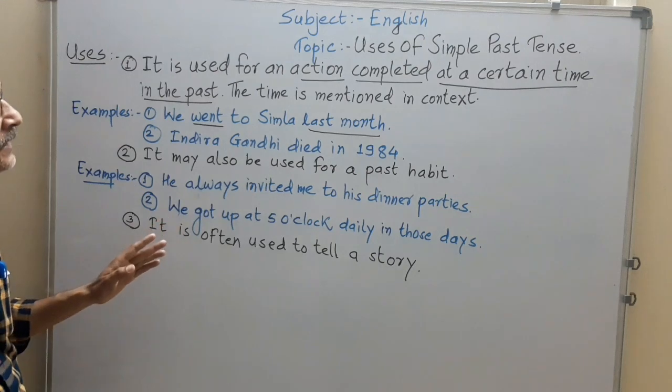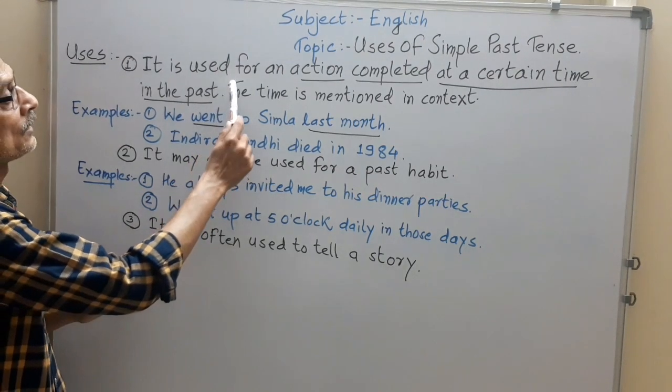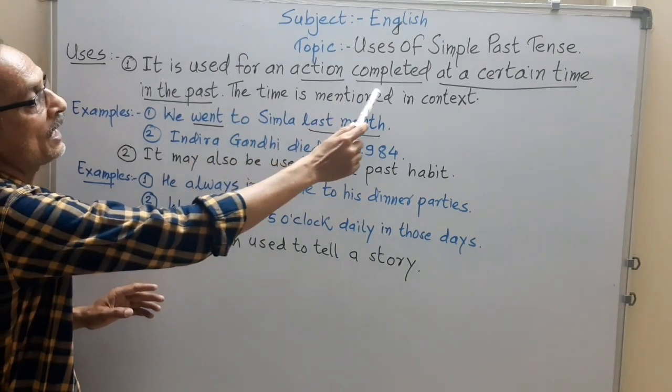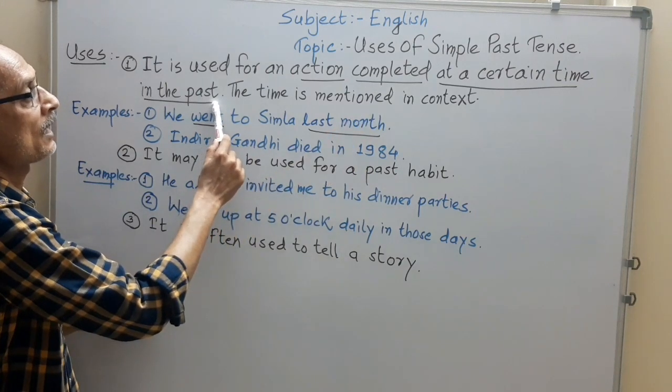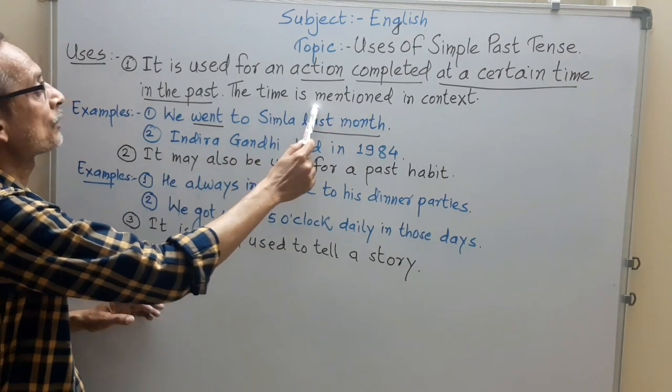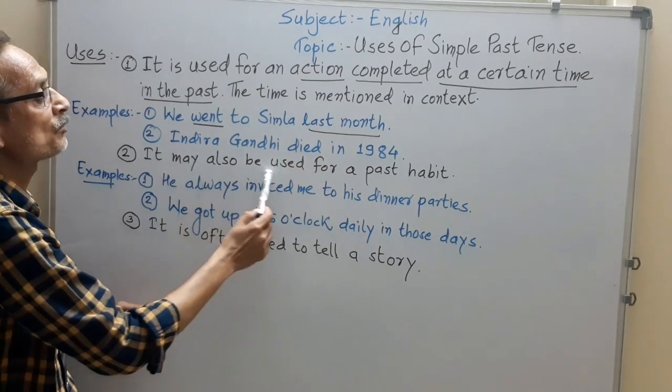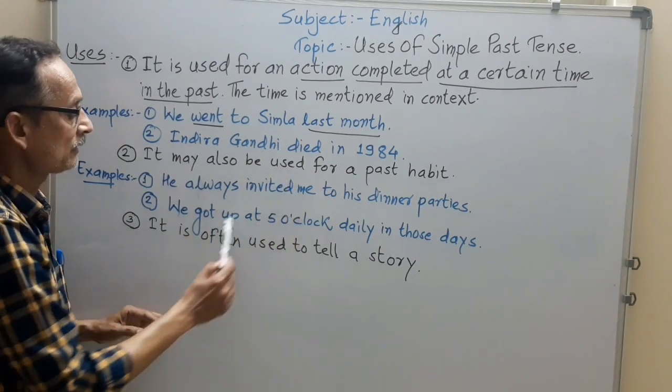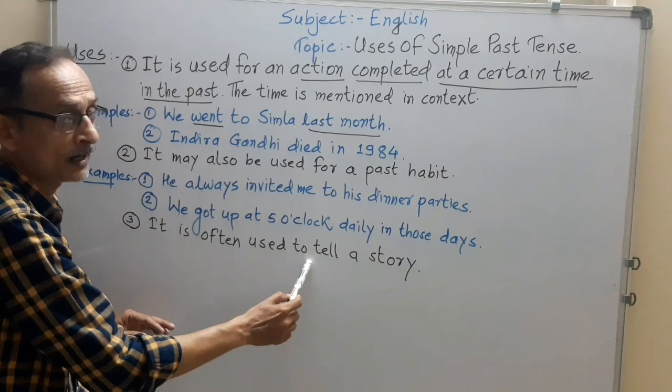We revise the first use. It is used for an action completed at a certain time in the past and the time is mentioned in the context. Second, it may also be used for past habits, and third, it is often used to tell a story.